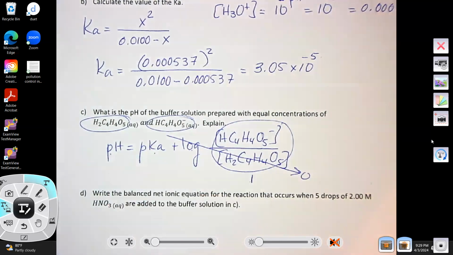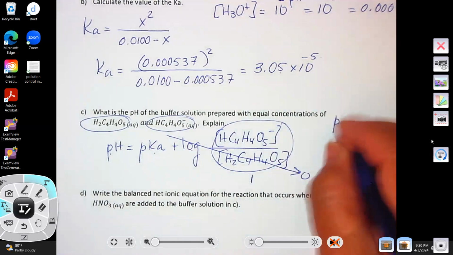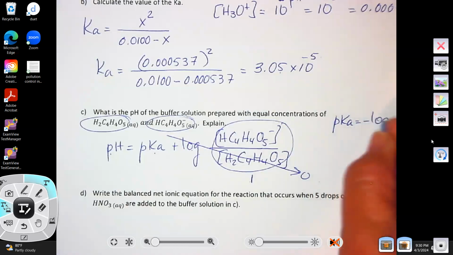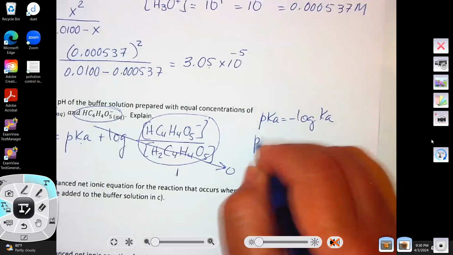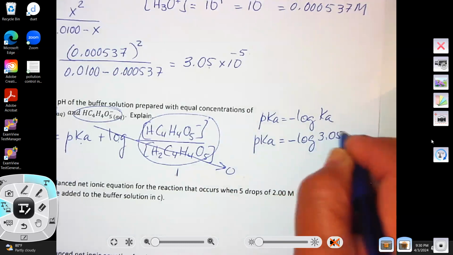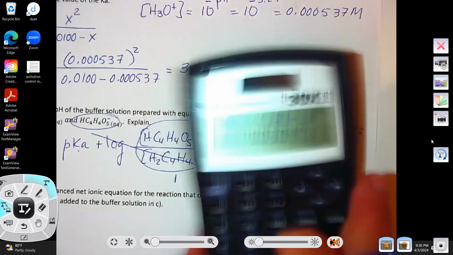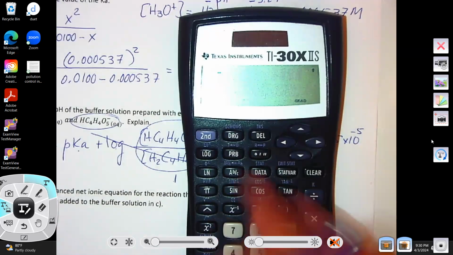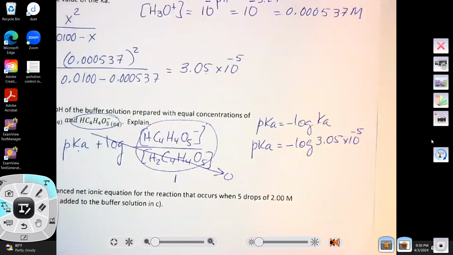Now we don't have the pKa, but we do have the Ka. So pKa is the negative log of the Ka. Your pKa is going to be the negative log of 3.05 times 10 to the negative 5. You enter that, and that gives you 4.52.